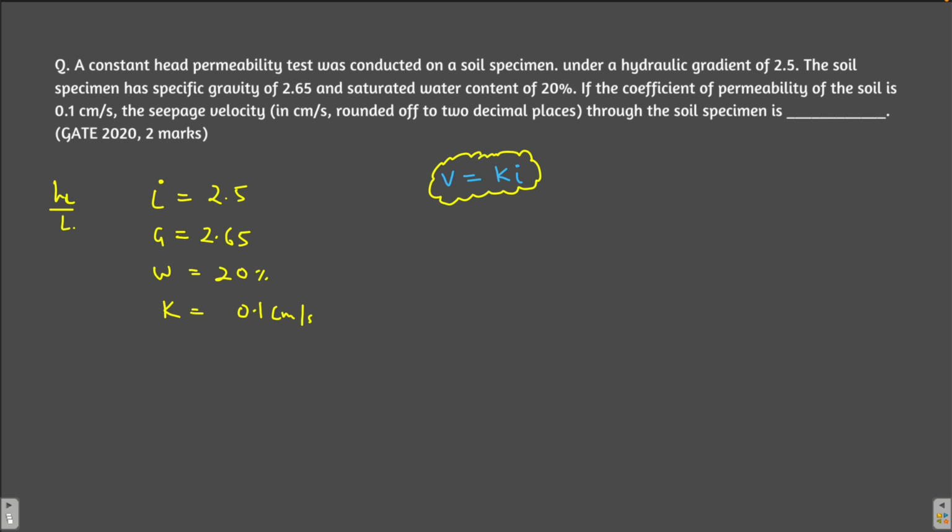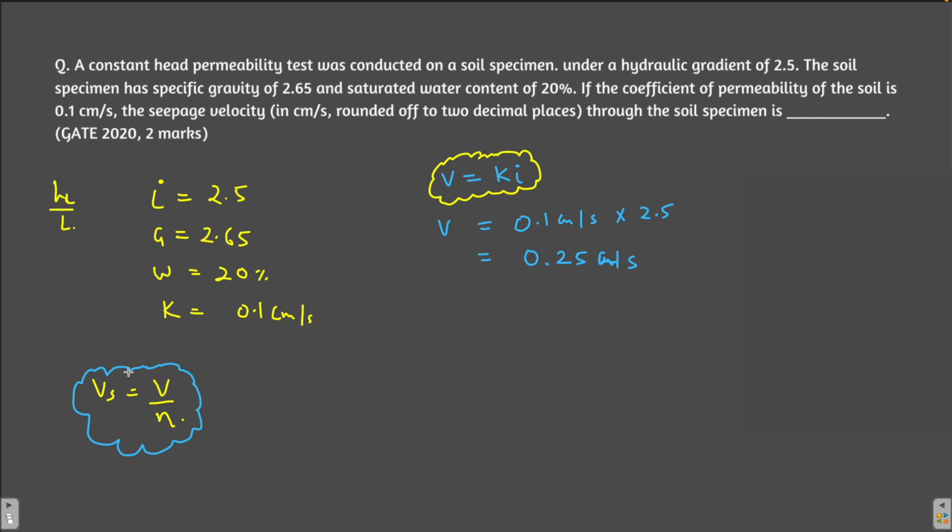Okay. So let's find out what is the discharge velocity. Discharge velocity is equal to K into i. So K is given to you as 0.1 centimeter per second, into i, given as 2.5. So this will give you 0.25 centimeter per second. So this is the velocity of the water coming out from the soil. Now we have to find the seepage velocity, and the formula for seepage velocity is discharge velocity by porosity. Okay, this is the formula for seepage velocity. Seepage velocity is discharge velocity by porosity.